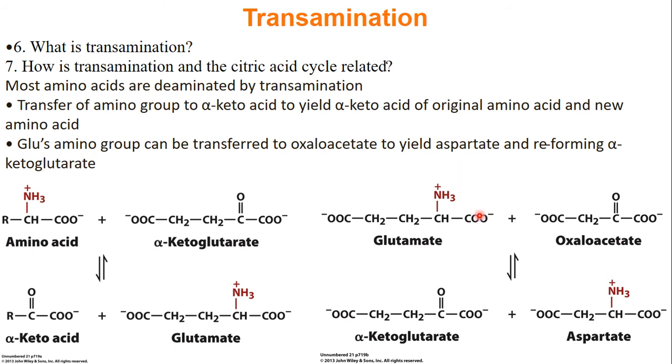How is it related to the citric acid cycle? Well, we're using alpha-ketoglutarate and oxaloacetate. These are citric acid cycle intermediates, as we know by now. So this pathway is connected. The urea cycle and the citric acid cycle can be connected through this process of transamination.